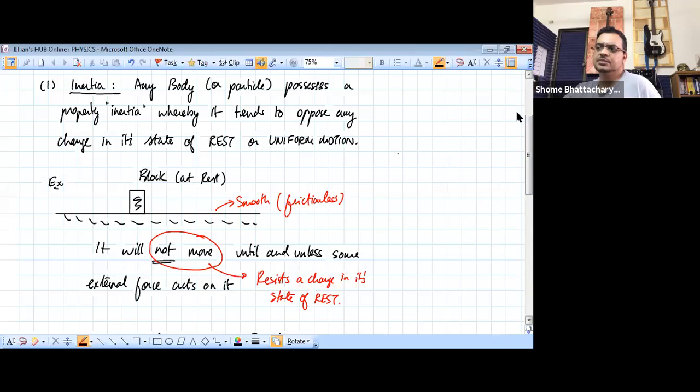That is measured by just the mass of the body. A heavier body has more inertia compared to a lighter body. With the same amount of force acting on two blocks, the lighter block will have a lesser tendency to oppose the change in state. The heavier block will show a larger tendency to oppose change in its state of rest compared to the lighter block. Why? Because its mass is more. So that property is called the property of inertia of rest.